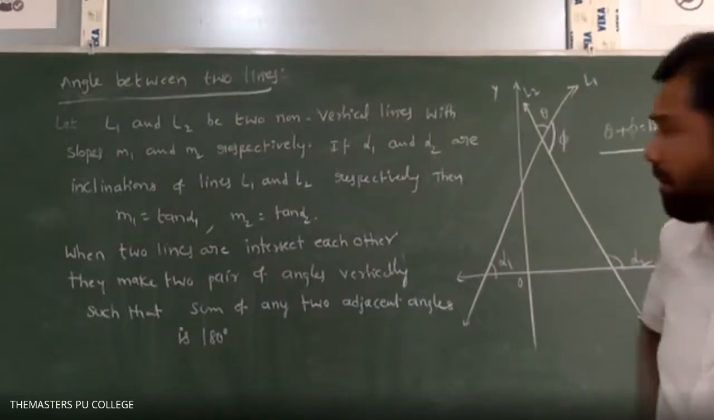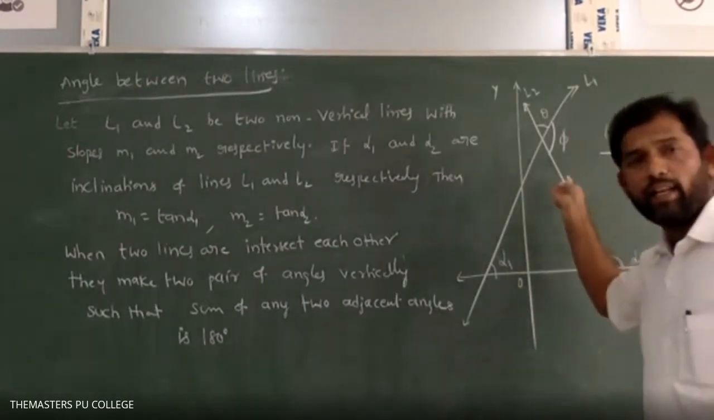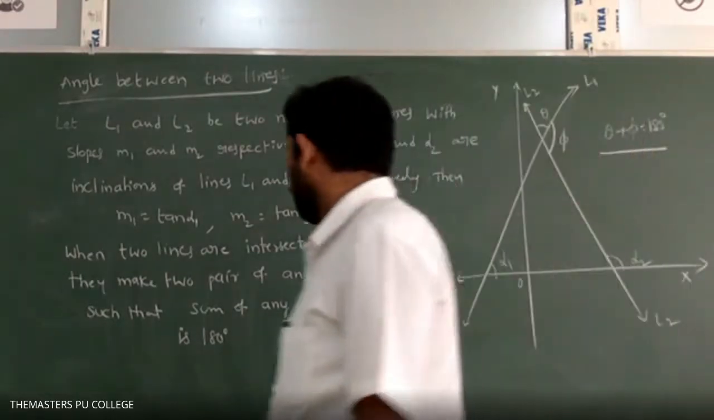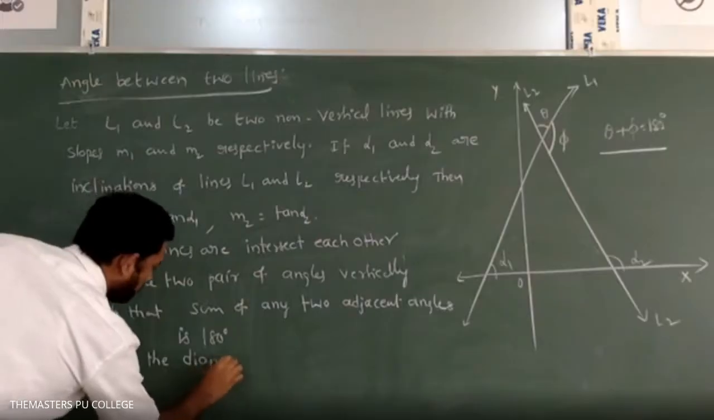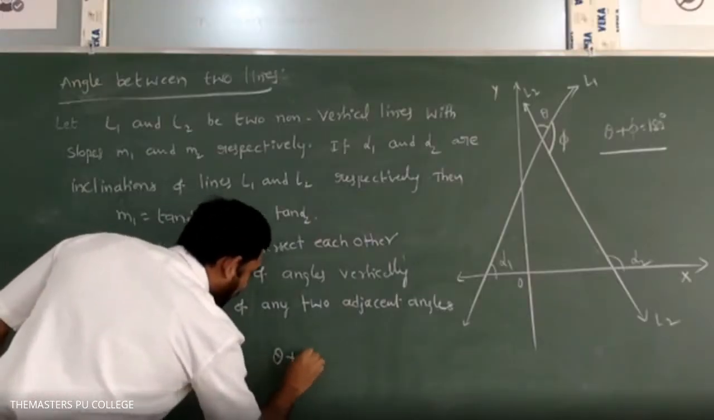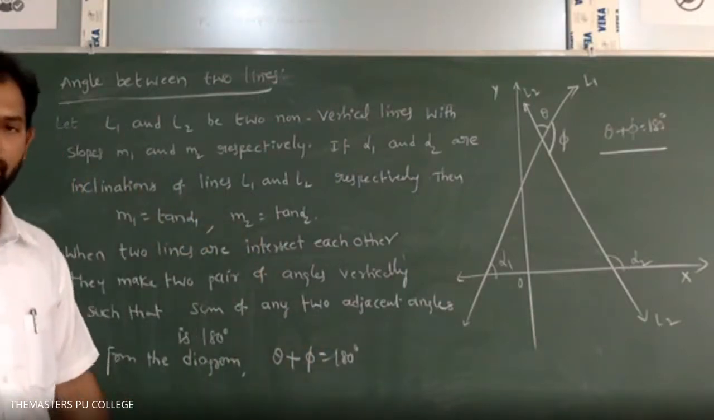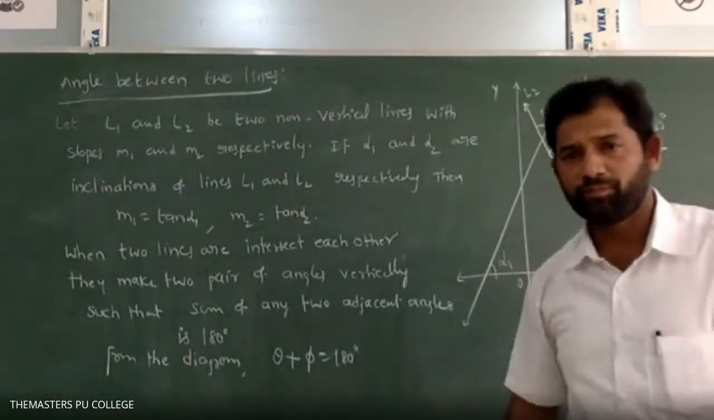When two lines intersect each other, they make two vertical angles. So that vertical angle names also we took. What is that? Theta and phi. So from the diagram, theta plus phi is equal to 180 degrees. Is it clear up to this? Students, up to this clear? Yes, sir. Okay.